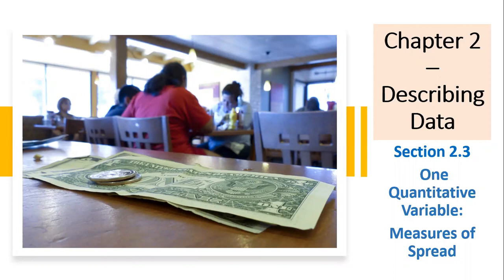with ways of describing data. In this section, which focuses in on section 2.3, we're going to be talking about looking at measures of spread for a quantitative variable.